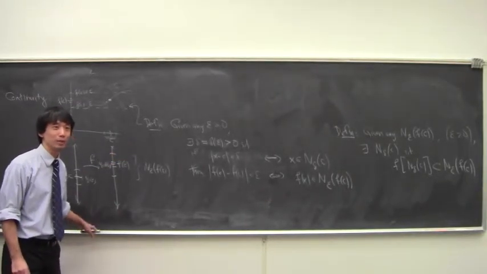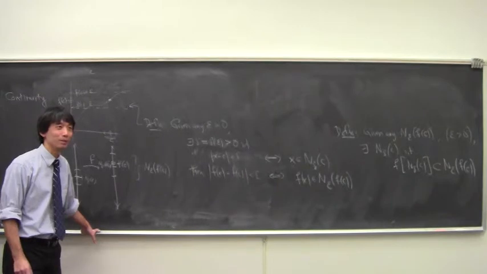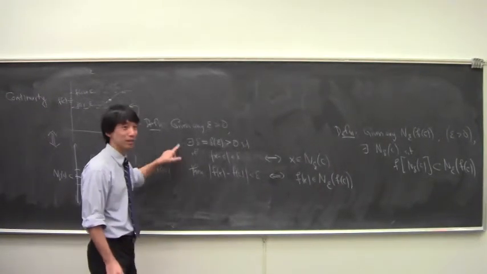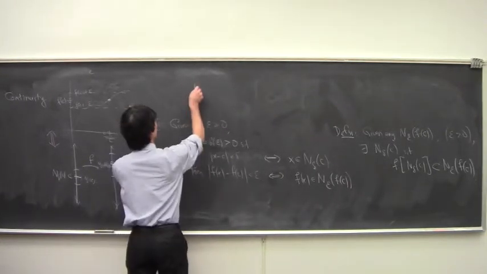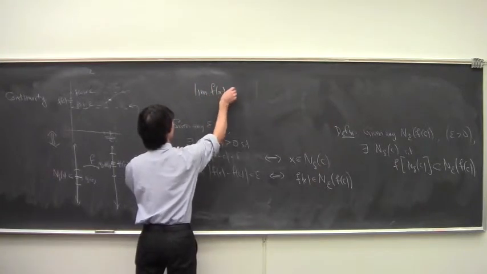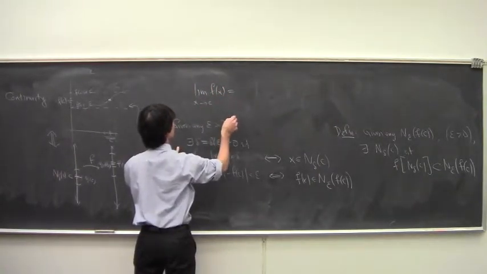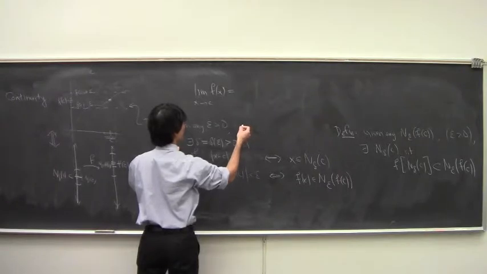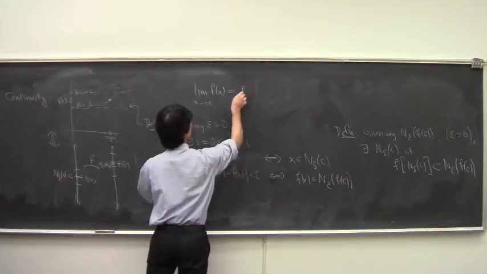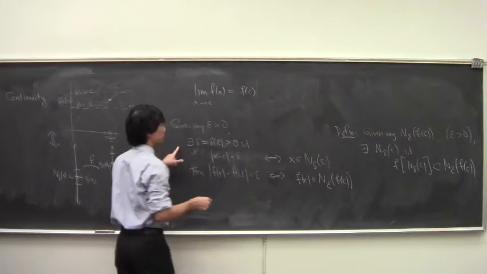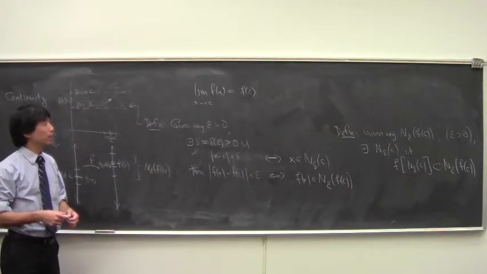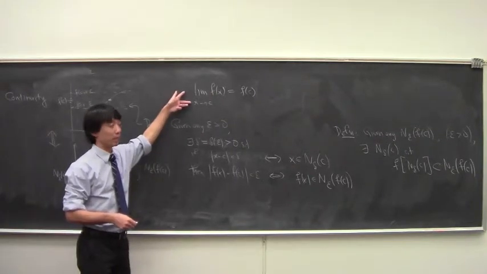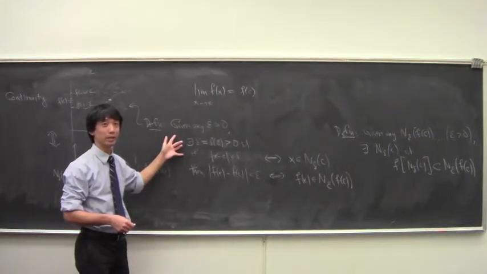Let me ask you a question. Does this look similar to something else? This should look very similar to something else. What? Limit, right? What's the difference between this definition and the definition of limit? This looks pretty much like the limit of f(x) as x approaches c is f(c). What's the difference between the definition of limit and the definition of continuity?